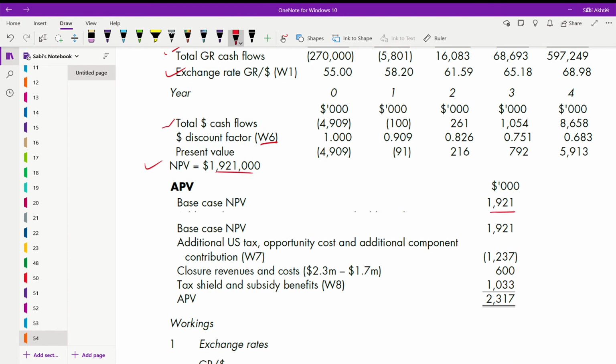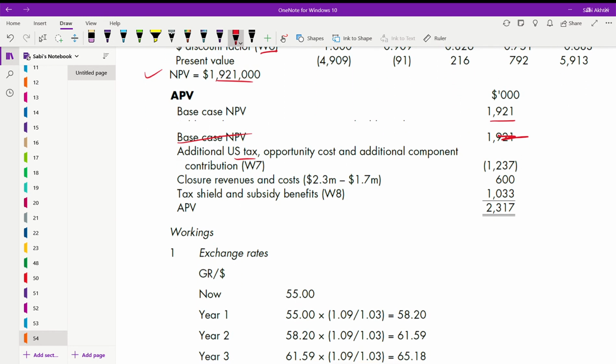Just now we got that. On that, what do you have to do? It's added 2 times, it's just added 1 time. When I copy pasted it, it came again. So additional US tax you have to pay. Opportunity cost and additional component contribution. All this is there in working 7, which you need to deduct. Of course, when you are closing in US completely, revenue minus cost you have to take into account. And tax shield, definitely. Adjusted present value means tax shield will be there, subsidy benefit will be there, which needs to be added back, and this is your APV.